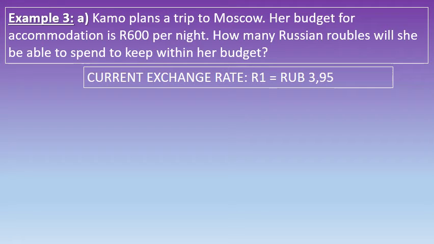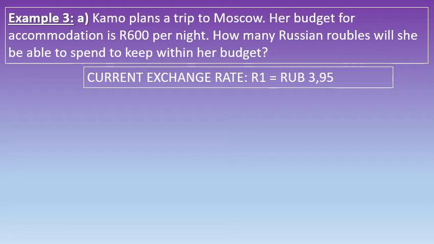Example 3. Kamo plans a trip to Moscow. Her budget for accommodation is 600 rand per night. How many Russian rubles will she be able to spend to keep within her budget? If the given exchange rate is 1 rand gives you 3,95 rubles. I hope I'm pronouncing rubles correctly. I'm not too sure. I apologize in advance if this is wrong.